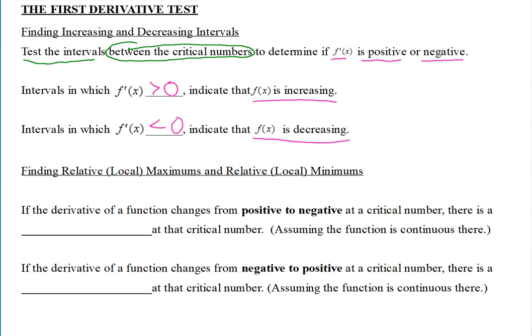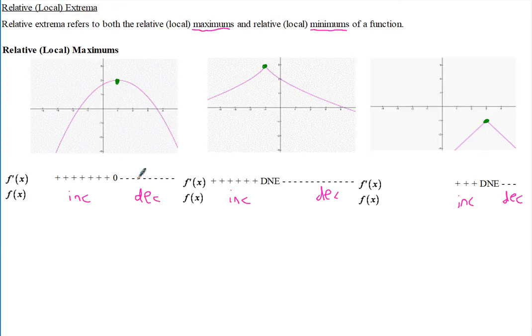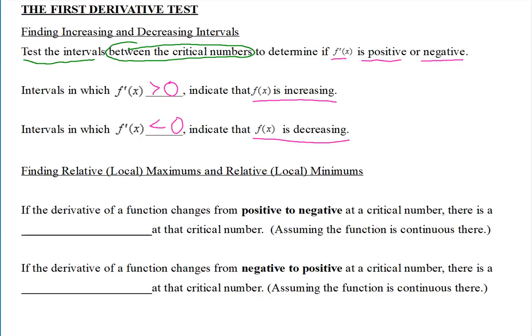And then if we look back here, after we test in between the critical numbers to see if the first derivative is positive or negative, let's look at what happened on these first ones. Notice everywhere here, moving from left to right, the derivative changed from positive to negative, from increasing to decreasing. That means we've got a relative or local maximum. Again, these are just two words for the same thing: relative or local maximum.